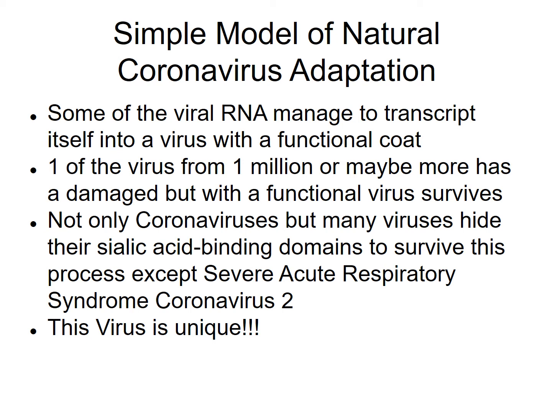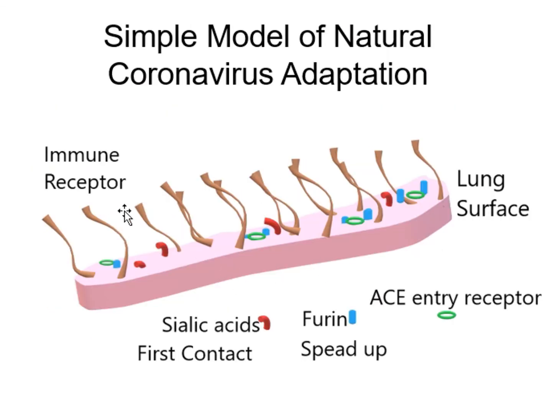I would like to explain a bit the lung surface. Those structures here are receptors. They're outside the lung surface. This is the lung surface over here, and you can see the sialic acids coat the surface. But specifically with SARS2, we have these ACE2 receptors, those are the entry receptors, and also we have this furin that will aid the infection.